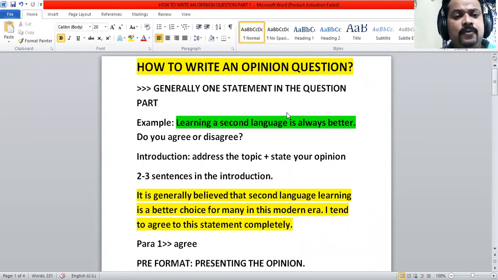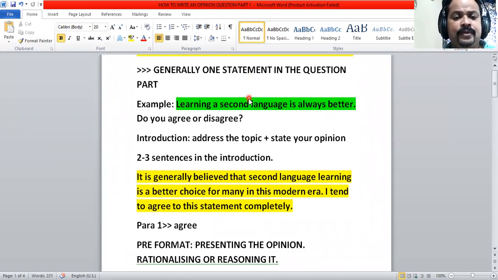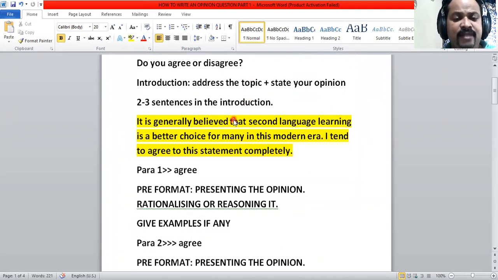In the last episode, we have seen how to write an opinion question. And we have seen this part: if there is one statement in the question, and if my thesis is I tend to agree to the statement completely, then how will I write the body paragraph? This is what we have seen.